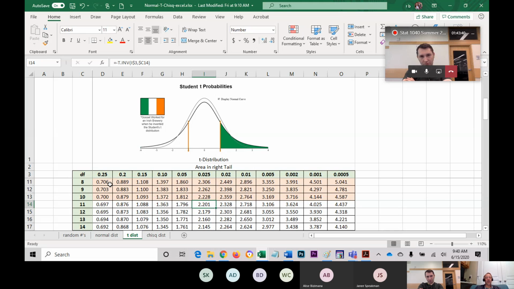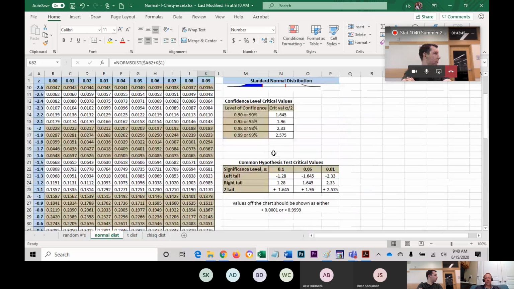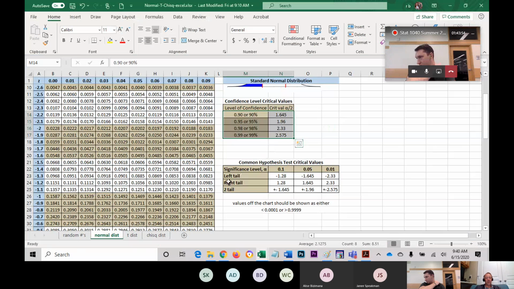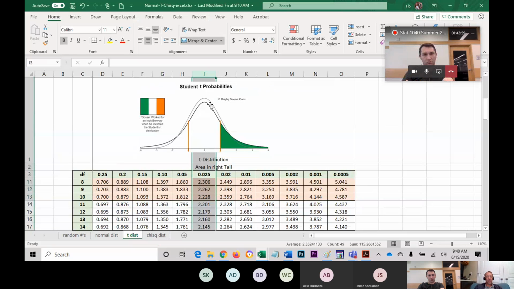Remember with the normal distribution, I give you lots of different values, but these are the 4 that you're going to use most often. But remember, with the t-chart, you could think of these as all having 2.5% in each tail. 2.5 times 2 is 5, and so that would give me 95% in the middle. So this chart can also be used to find confidence intervals.